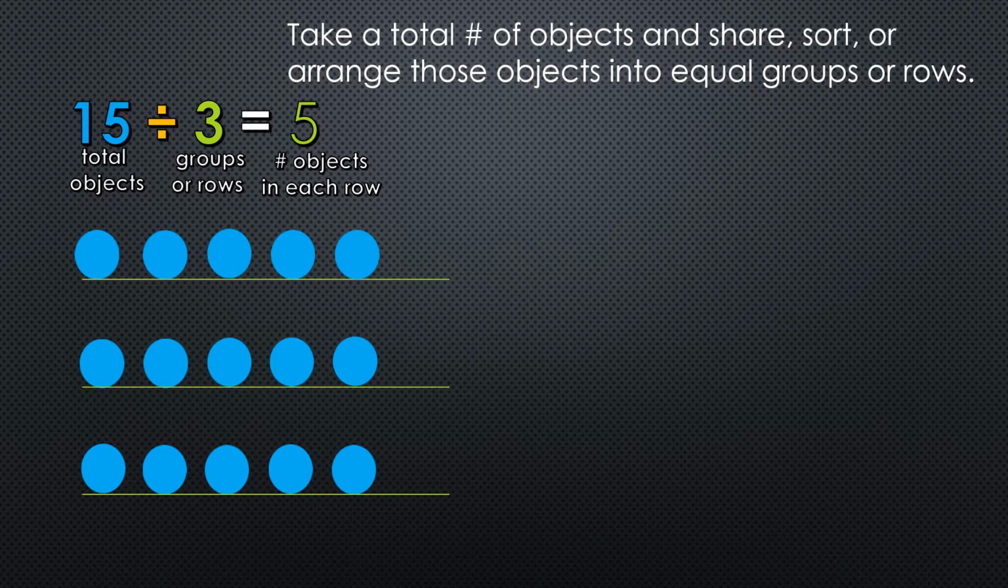So again, you either have to know your groups or you need to know the number of objects in each group. You have to know one of those 2 pieces of information, along with your total objects. So you're always going to start with your total objects, and you need to know how many groups there are, or how many objects are in each group or each row.